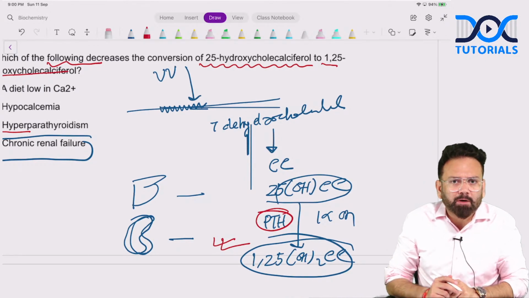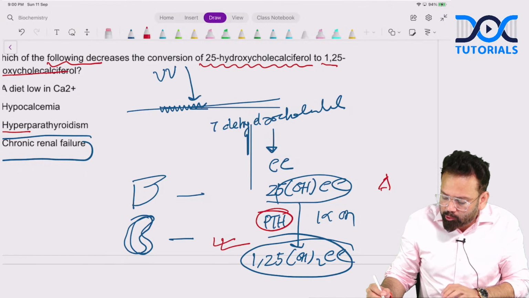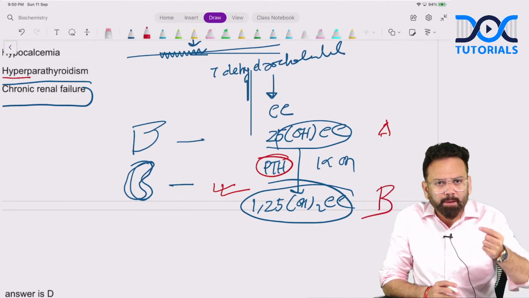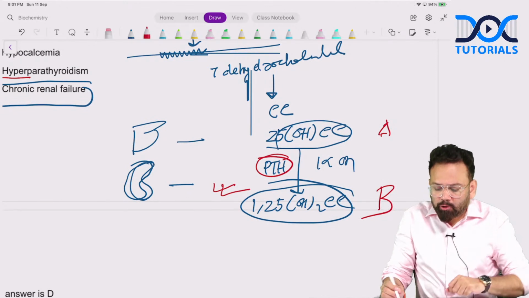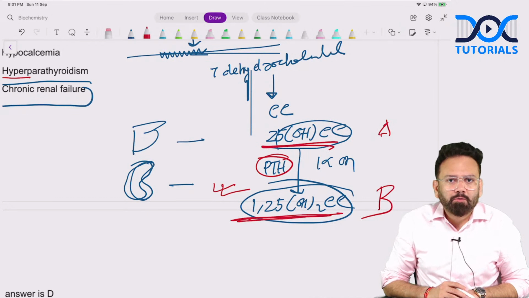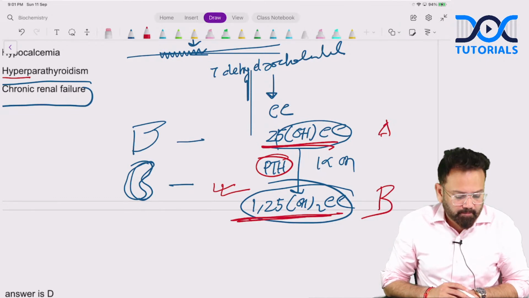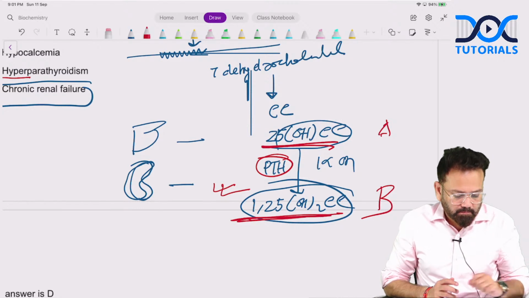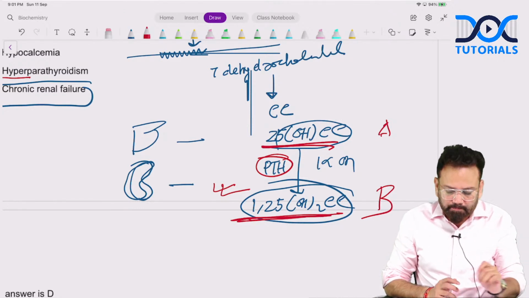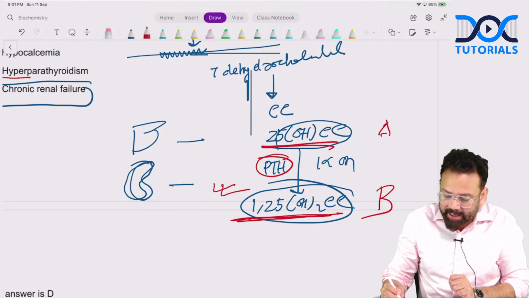Okay. Now tell me, which is the supplement form? When you give a supplement of vitamin D3 normally, do you give A or B? Do you give 25-hydroxycholecalciferol or 1,25-hydroxycholecalciferol? Which is the supplement form? Yes, very good. Which is A.